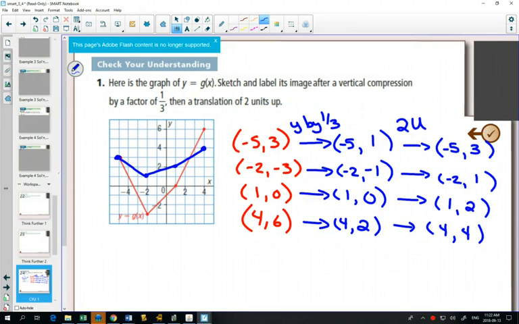We have to ask ourselves, does this appear to be right? A vertical compression means that it's been squished towards the x-axis. Our graph does look squished. Does it look like it's then been moved up? Yes. So it appears to be correct.